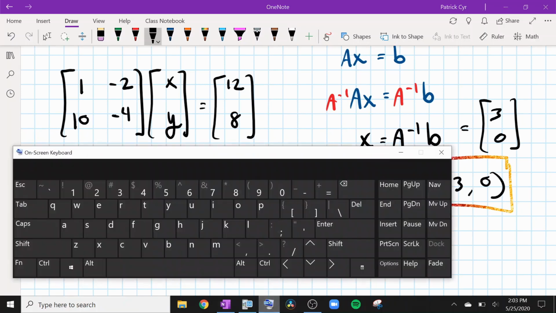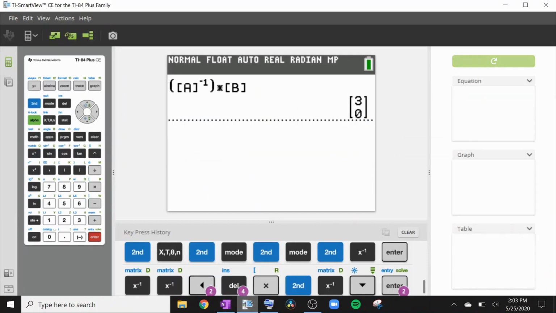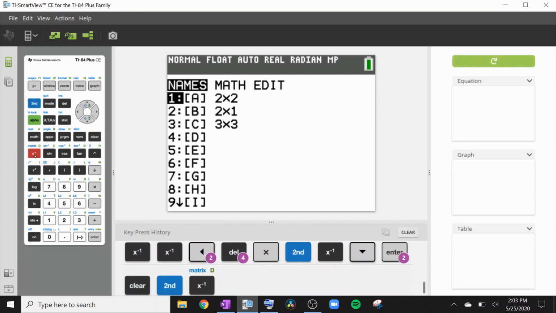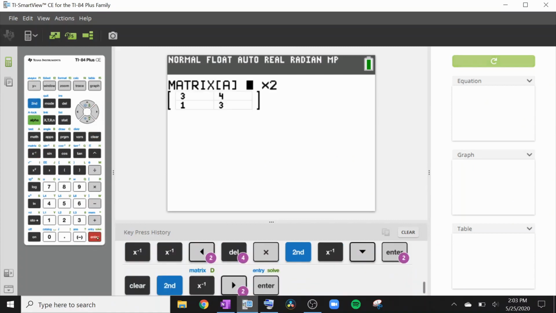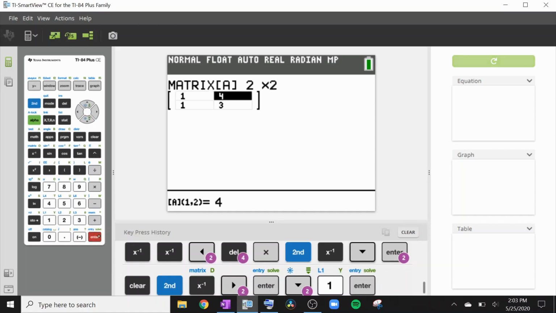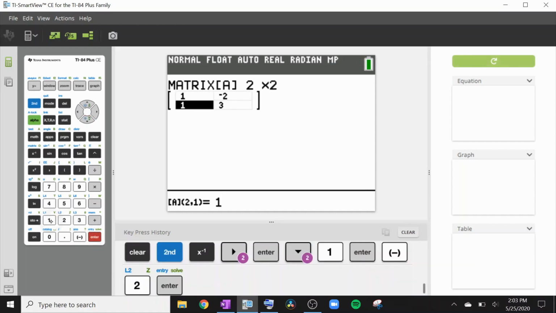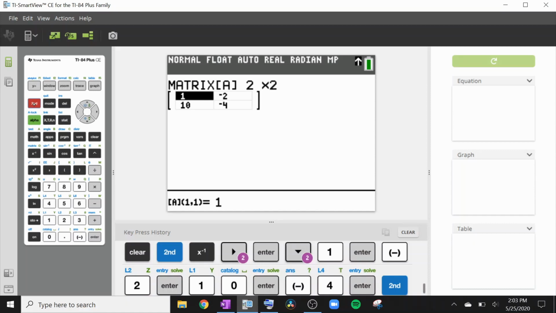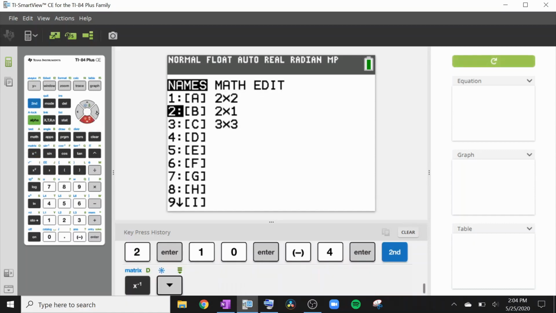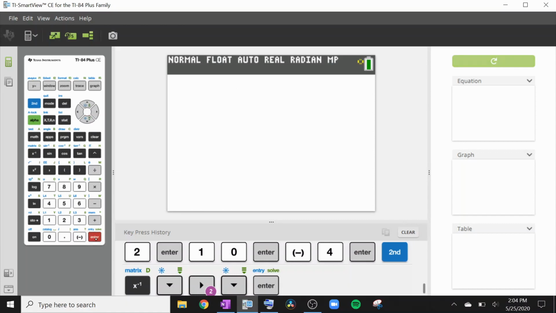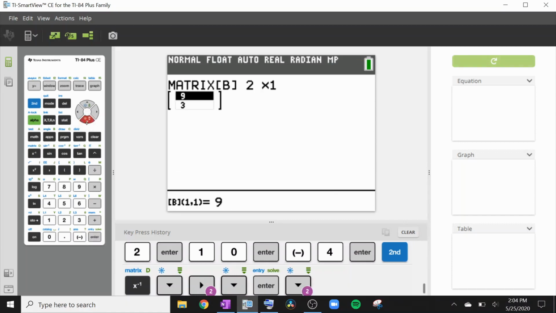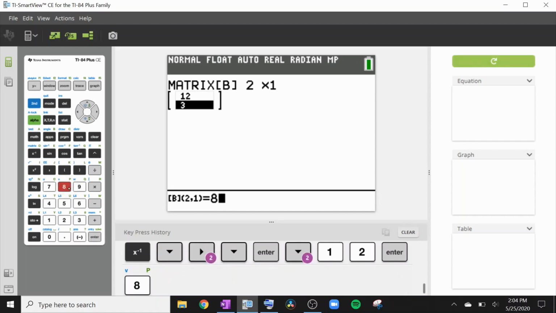So in our calculator, we're going to change the elements in matrix A. So the dimensions are the same, but the elements are going to switch to 1, -2, 10, and then -4. We're going to go back to the matrix page, and then we're going to edit the 2 by 1 matrix, so it's equivalent to our new matrix B, which is 12, 8.